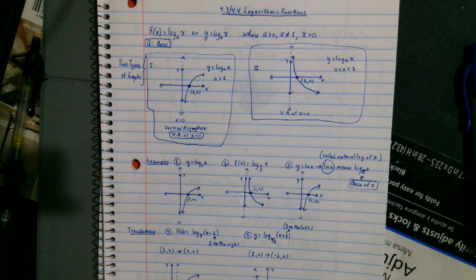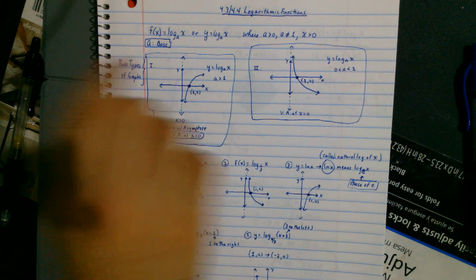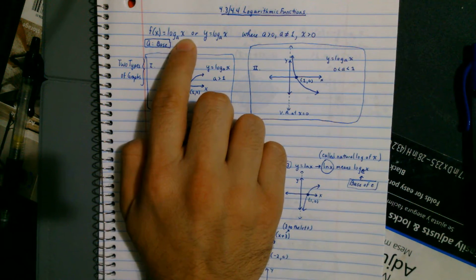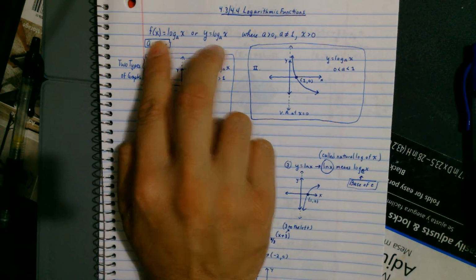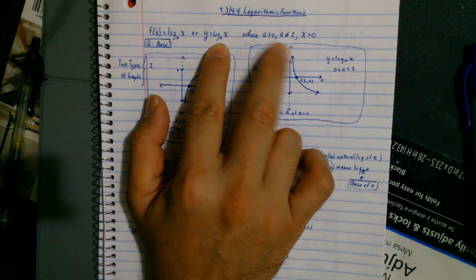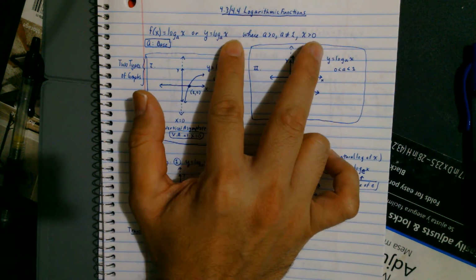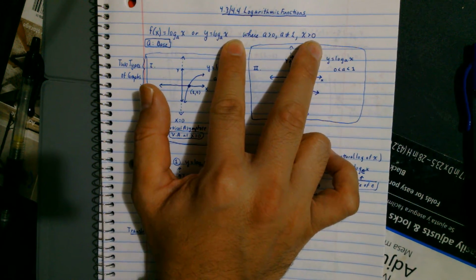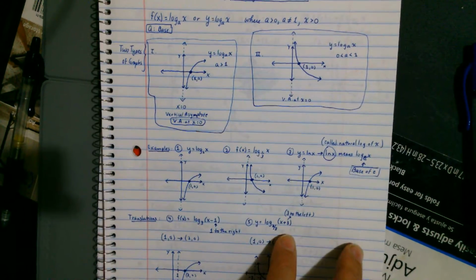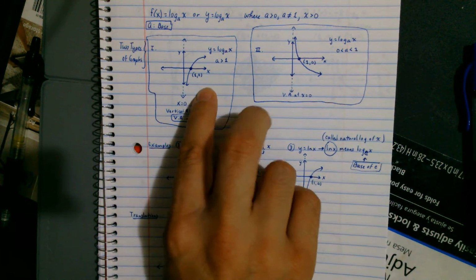Okay, continuing 4.3 and 4.4, you have a logarithm function, which is log base a of x, f of x equals, or y equals, where the base has to be positive and the base cannot be 1, and the guy you take the logarithm of has to be positive as well. These guys have two values, two functions, or two graphs.